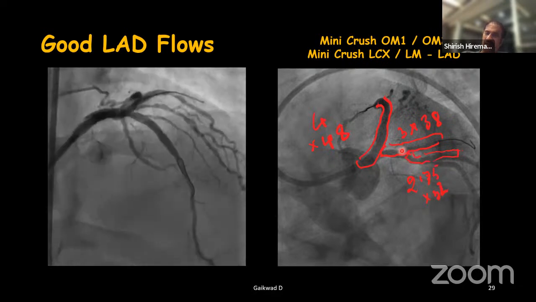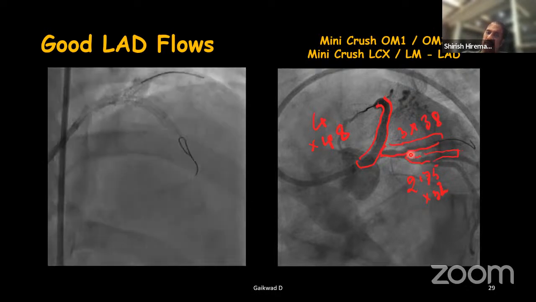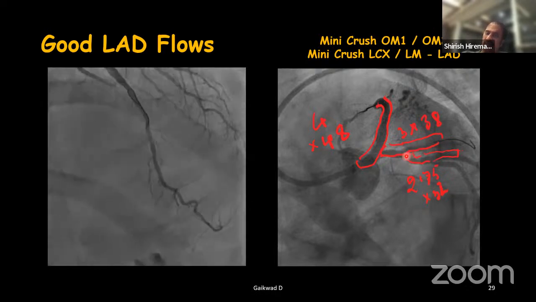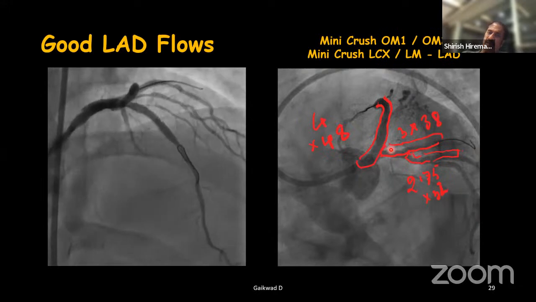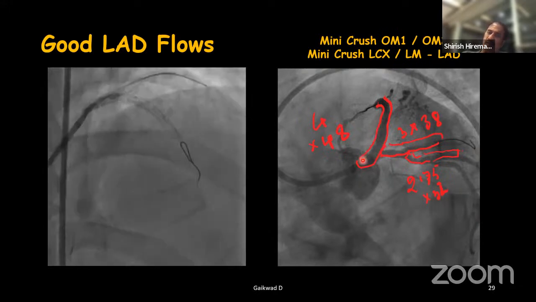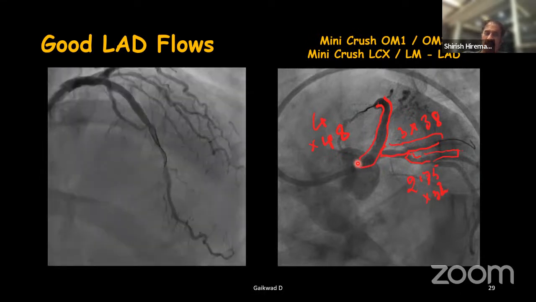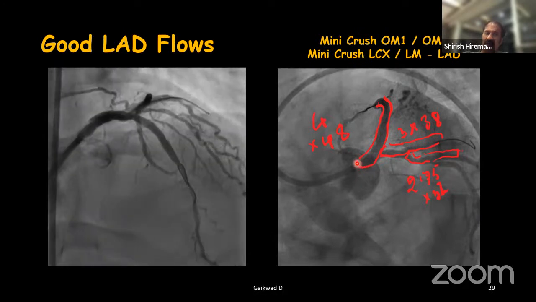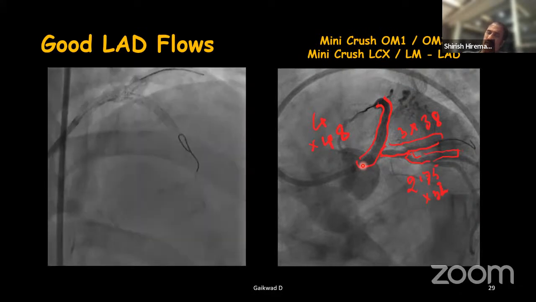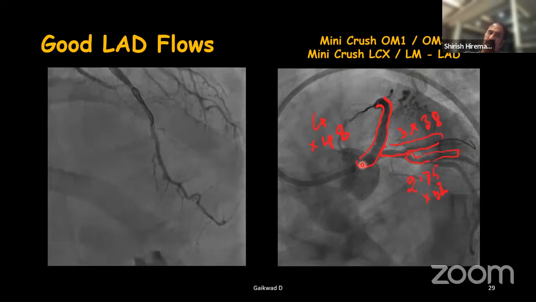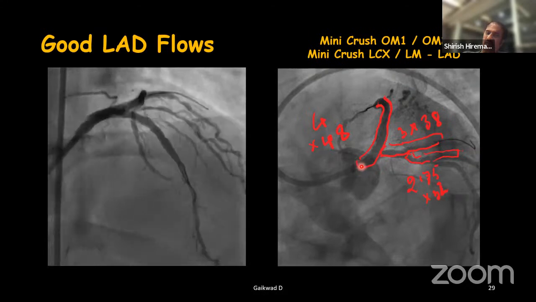So this was a mini crush between LCX and OM1 stent. The kiss was done towards the end. And then there was a mini crush between LCX stent and a long stent going from left main. So in this, the ostial position is very, very crucial. Never miss the ostial position. For this, AP caudal is not generally the best view. You should take an AP cranial or an LAO cranial view to get this position perfect.